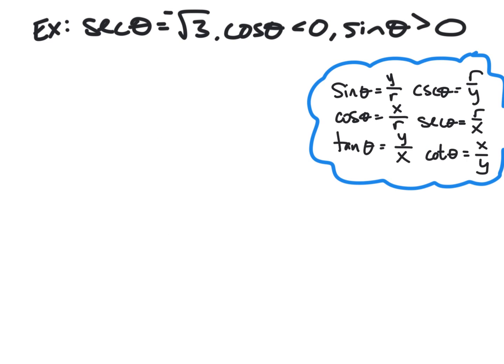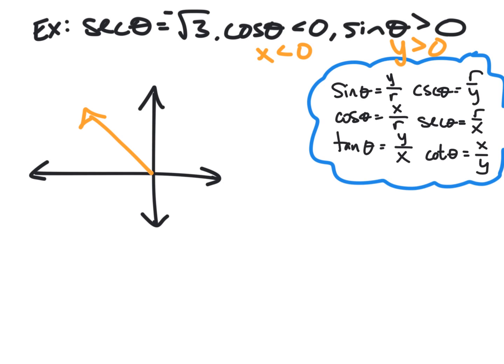All right, let's look at one last example. Here we see that the secant of theta is negative 3, the cosine is negative, and the sine is positive. So basically, the x is negative and the y is positive. That puts me in quadrant 2. So as I'm trying to find this point, I remember that secant of theta is equal to r over x. And since r is always positive, that would be square root of 3 over negative 1.